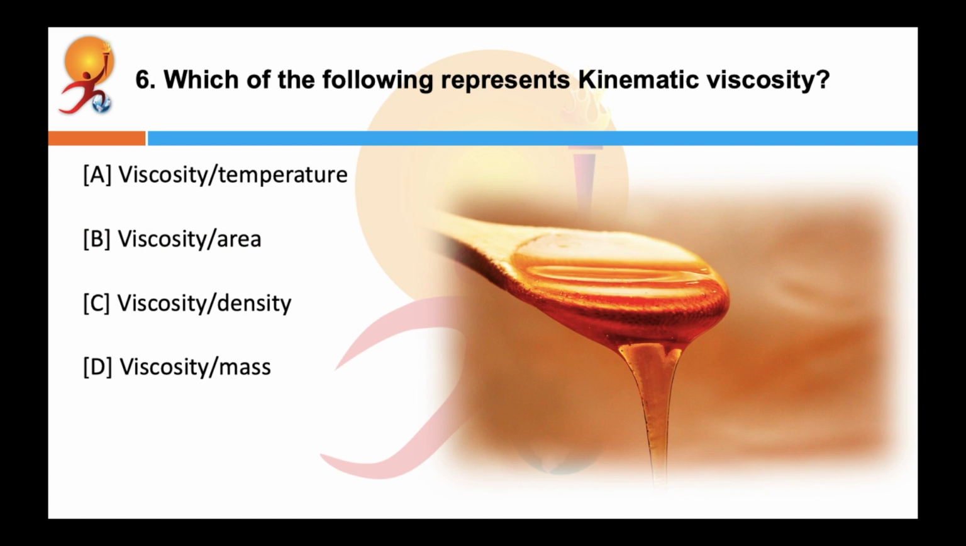Which of the following represents kinematic viscosity? Correct answer is C. Kinematic viscosity is defined mathematically as the ratio of the viscosity of a fluid to its density. It is the measure of the resistive flow of a fluid under the influence of gravity.